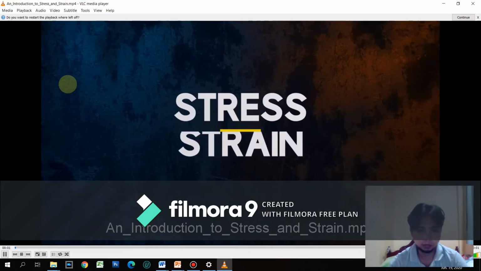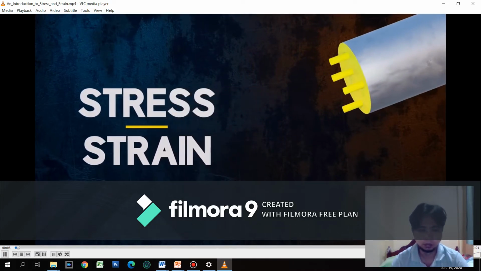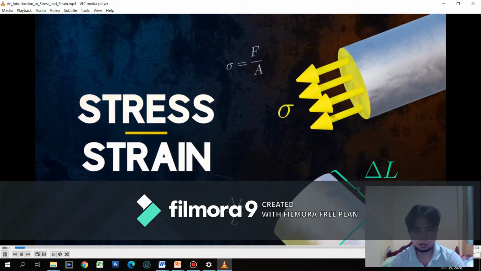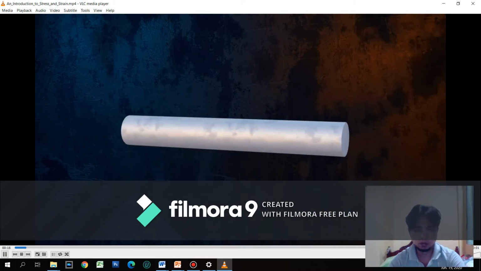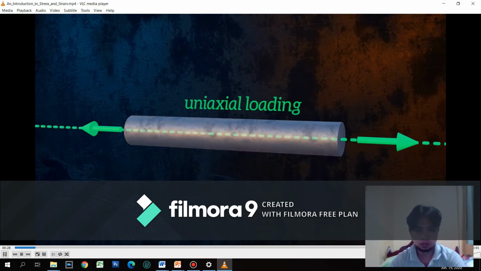Stress and strain are fundamental concepts that are used to describe how a body responds to external loads. In this video, we'll explore these concepts using the simple example of a loaded bar. Here we have a solid metal bar that is loaded by two equal but opposite forces. We refer to this as uniaxial loading because all of the applied loads are acting along the same axis.